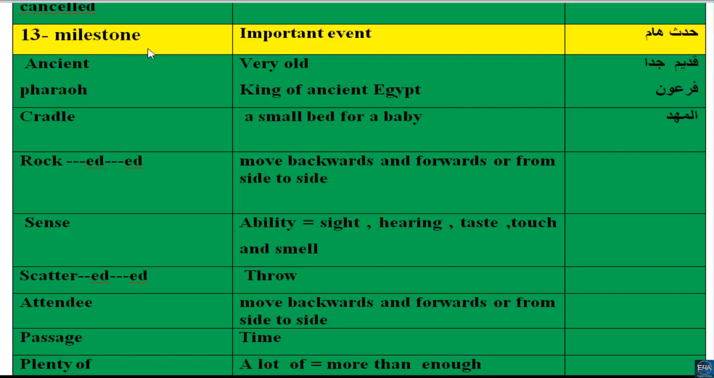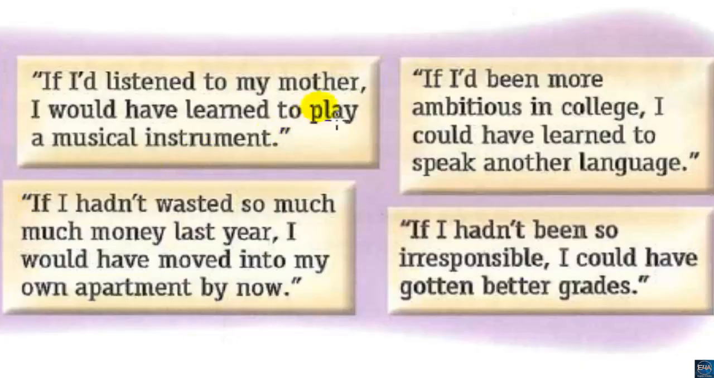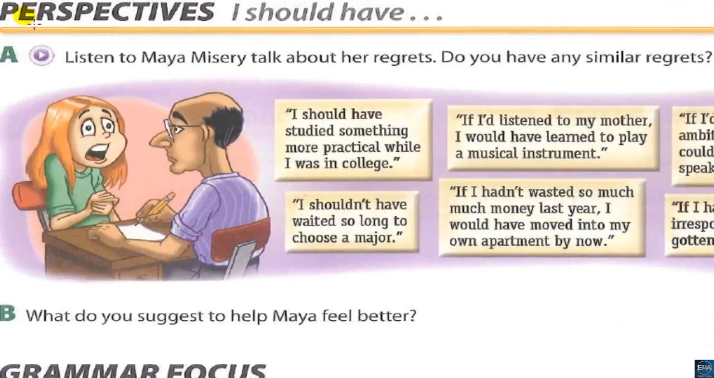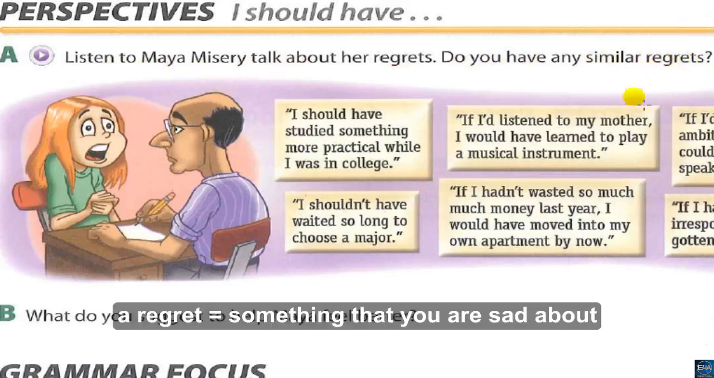Milestone. A milestone, an important event. Now. If I'd been more ambitious in college, I could have learned to speak another language. If I hadn't been so irresponsible, I could have gotten better grades. Exercise number 7. I should have. Listen to Maya talk about her regrets. Do you have any similar regrets? What's a regret? Something that you're sad about.